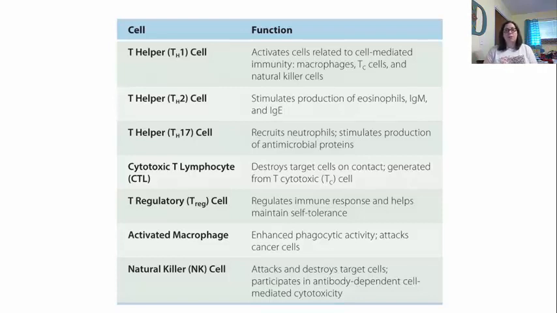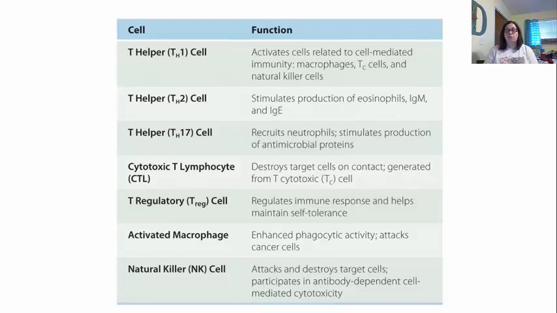The other type of helper cell is the Th17 cell. This is going to recruit neutrophils, stimulate production of antimicrobial proteins. We then see the cytotoxic T lymphocytes. They're going to destroy target cells on contact. They are generated from the T cytotoxic cells.